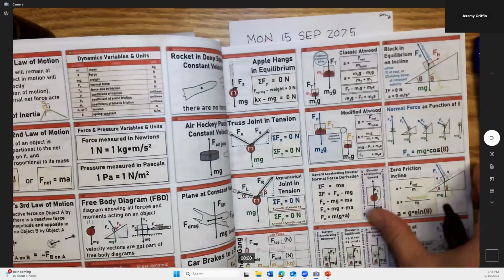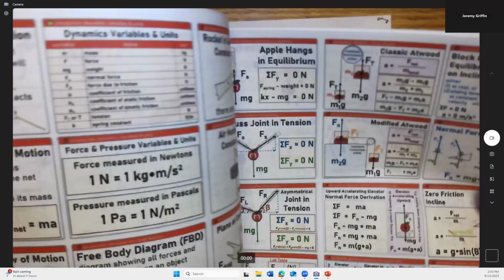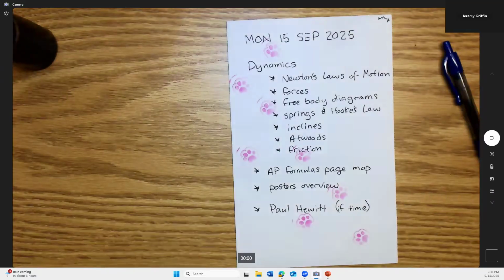So a lot of class today is going to be me going through a PowerPoint presentation covering a bunch of these slides. I'm not going to finish the whole thing today, but I'll get as far as I can. I'll give you an overview of what we're looking at.